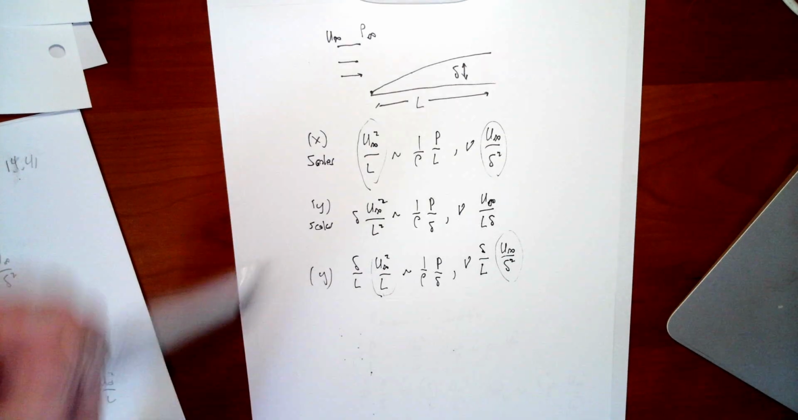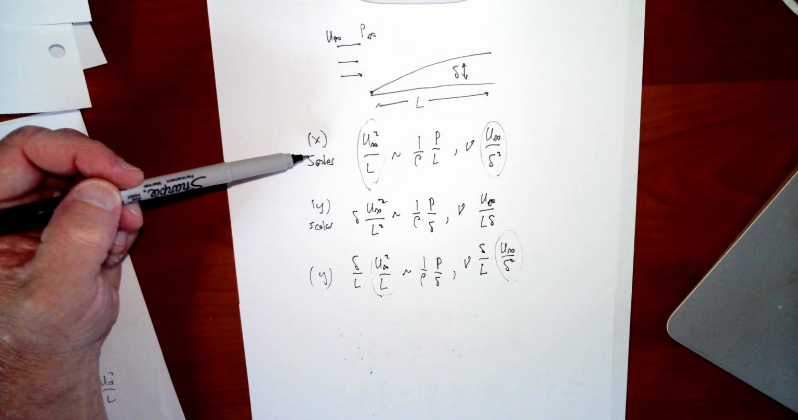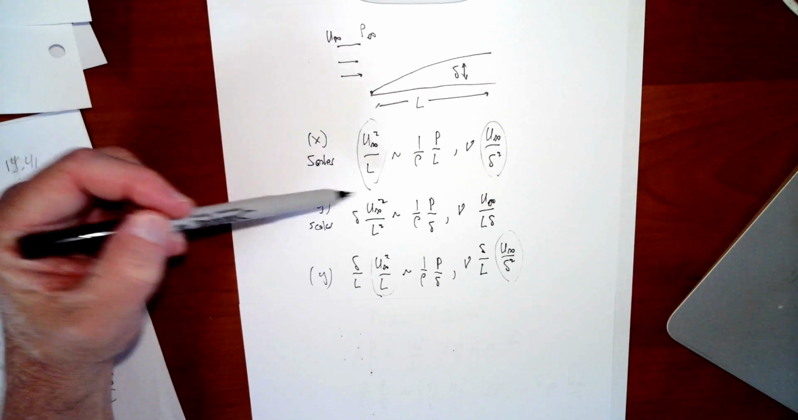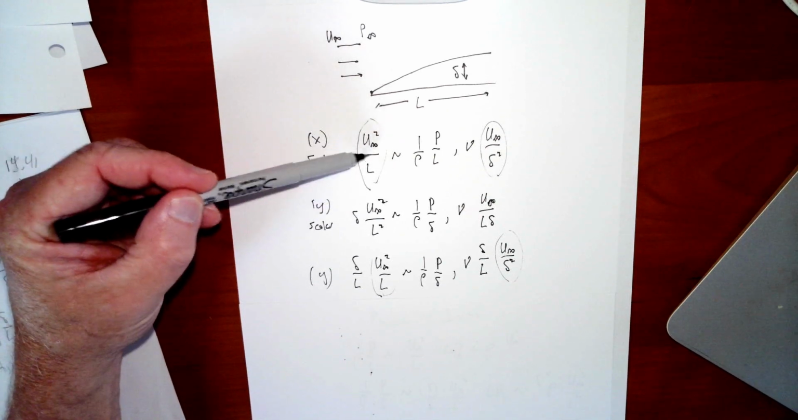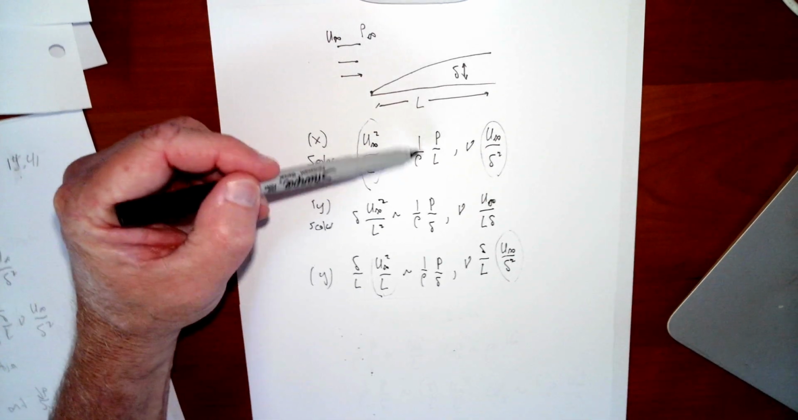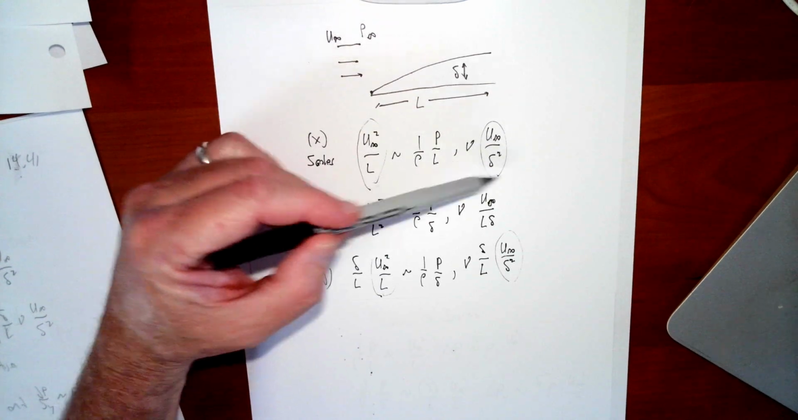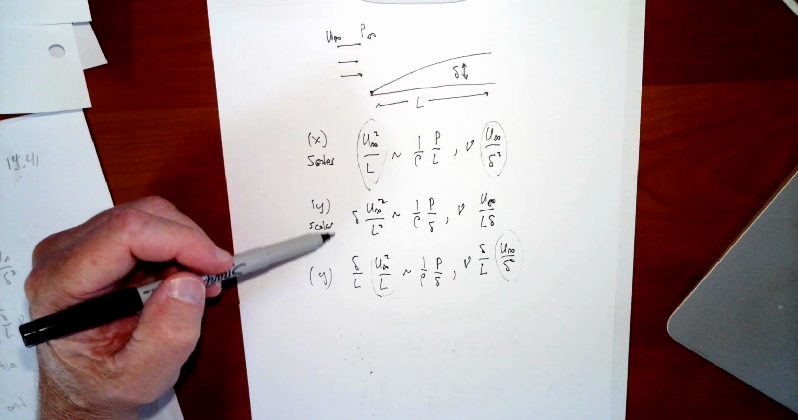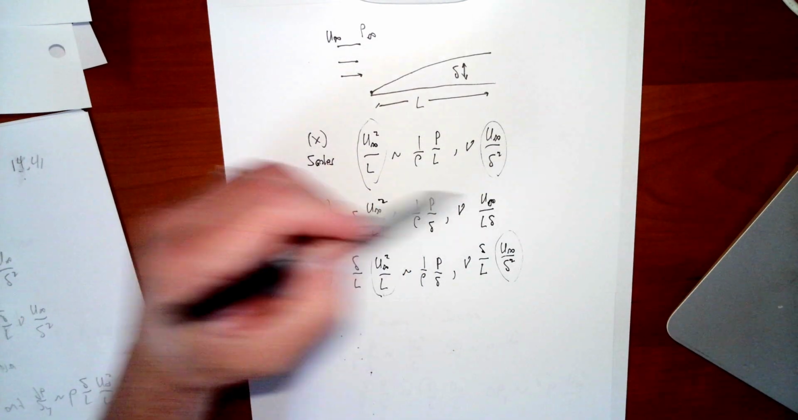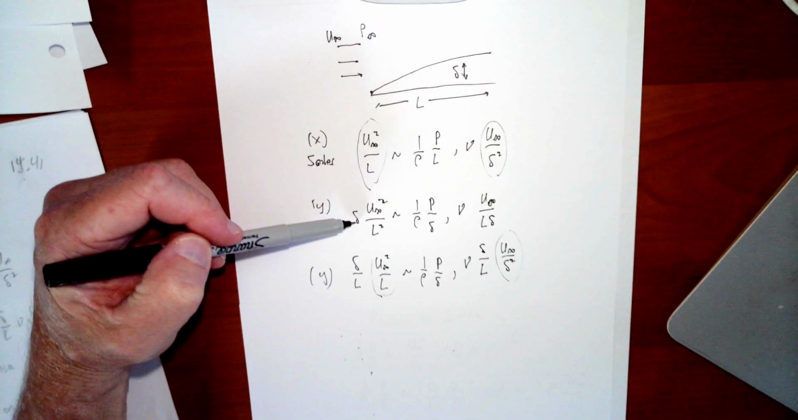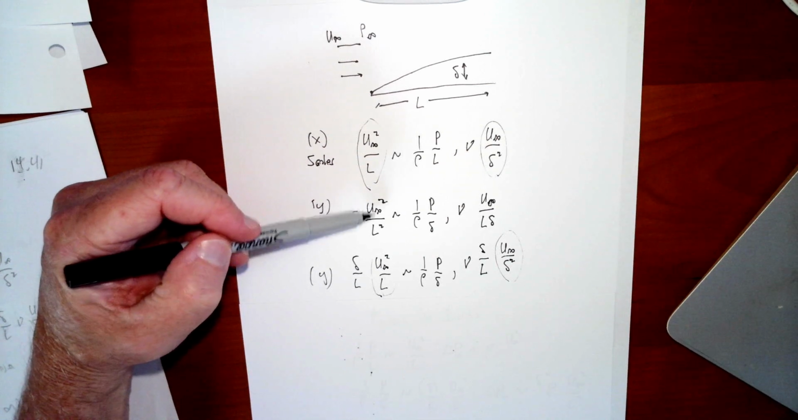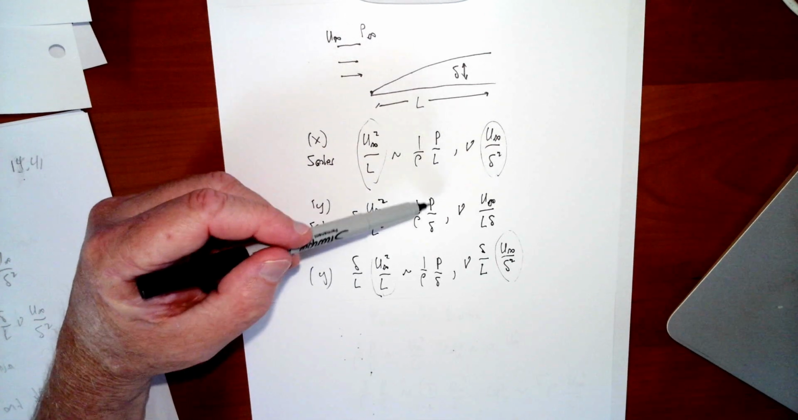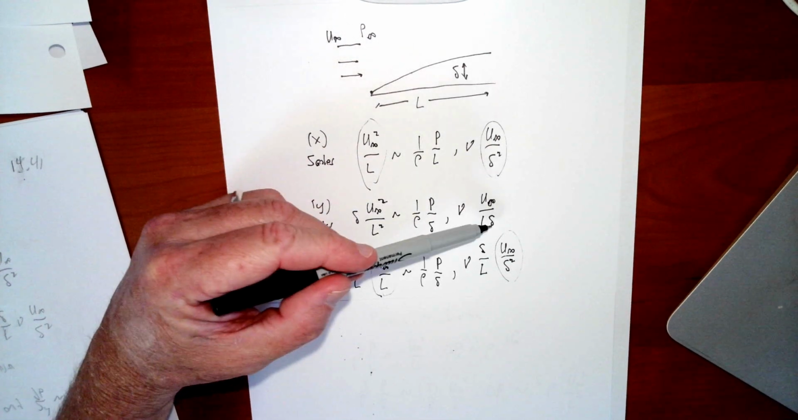So we've got our scales for both the x momentum and the y momentum equation now. From the x momentum equation, we have the inertial forces, or u infinity squared over L, pressure forces 1 over rho p over L, and viscosity forces nu u infinity over delta squared. The size of the forces in the y momentum equation are delta over L times u infinity squared over L, 1 over rho p over delta, and nu u infinity over L delta.